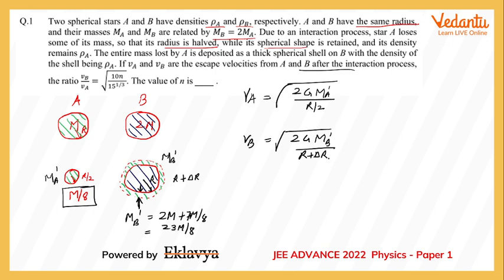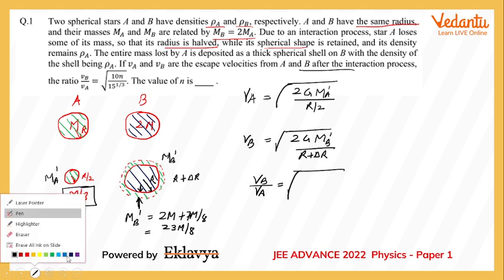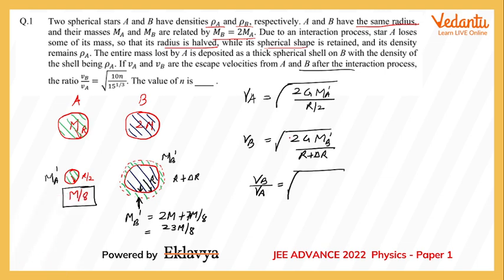Now if I take the ratio of VB and VA, let me cancel out things which are going to get cancelled. So the 2G is going to get cancelled. When we are writing VB, MB prime will come here, and R plus delta R will come here, and then into we are going to have R by 2 divided by MA prime. So I will now put the value of MB prime, which is 23m by 8, and here I'm going to put the value of MA prime, which is m by 8.